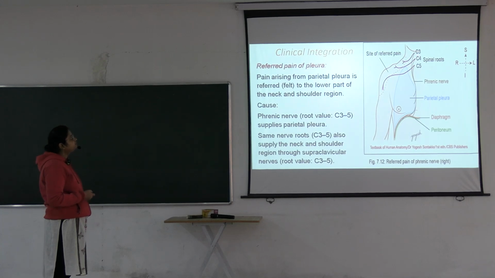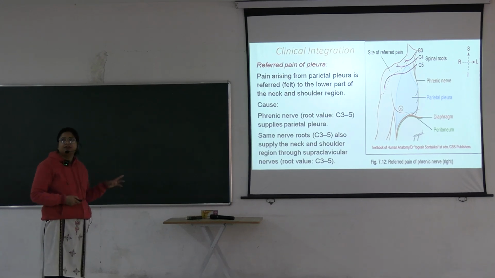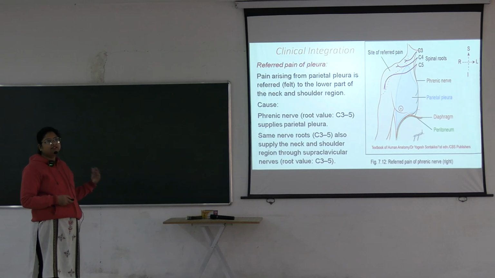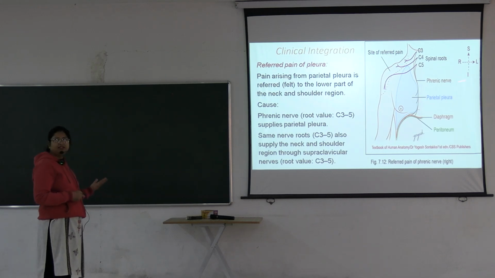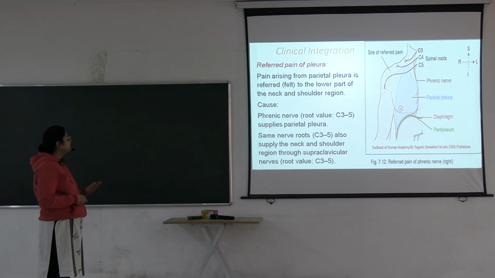So these are the supraclavicular nerves. Three supraclavicular nerves are there: medial, intermediate and lateral. They supply the lower part of the neck, the supraclavicular region and the shoulder region.